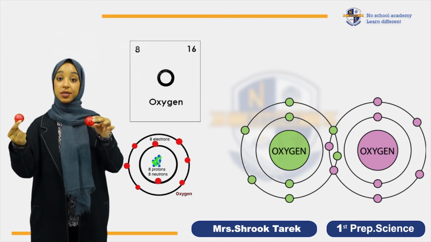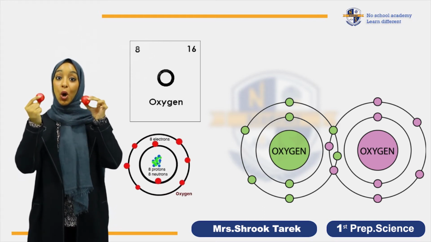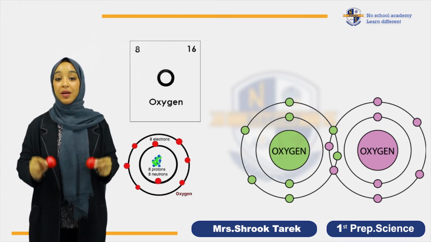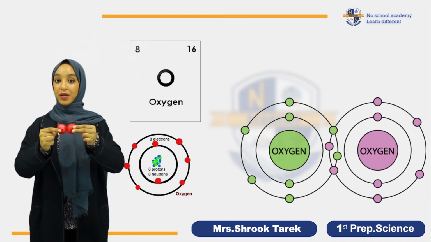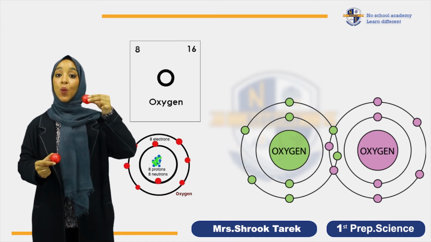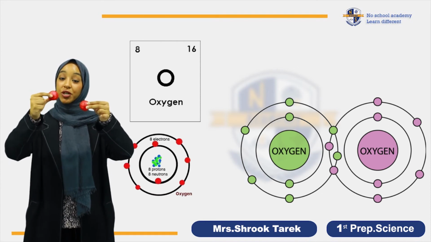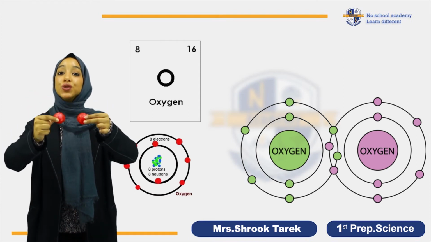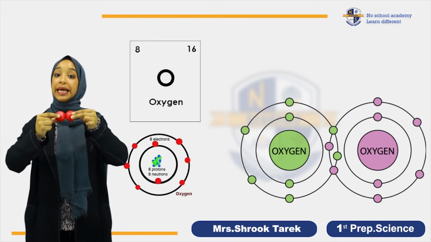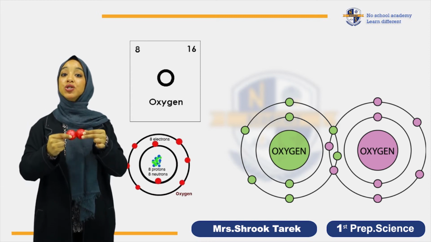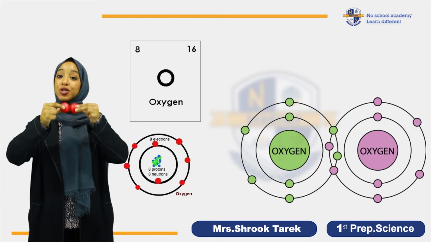But if it binds by covalent bond with another oxygen atom, يبقى طبعا no atoms loses or gains electrons. They only share electrons. So this oxygen atom will share 2 electrons with the other oxygen atom. And also this oxygen atom will start to share 2 electrons with the other oxygen atom. At the end, الاتنين هيبقى عندهم 8 electrons in their outer energy level and they will be stable to form an oxygen molecule.